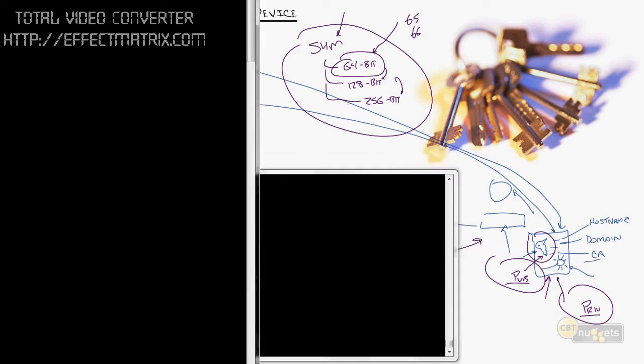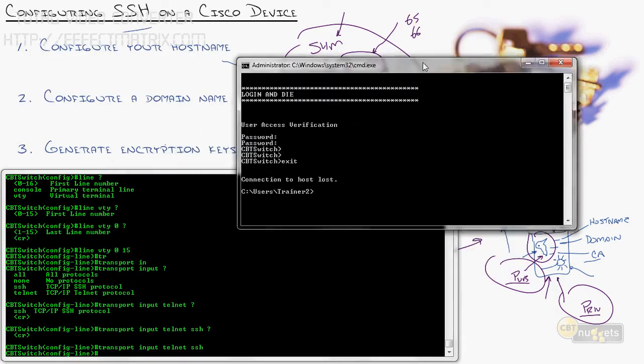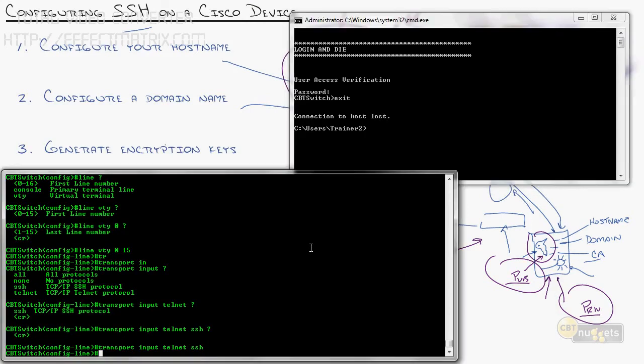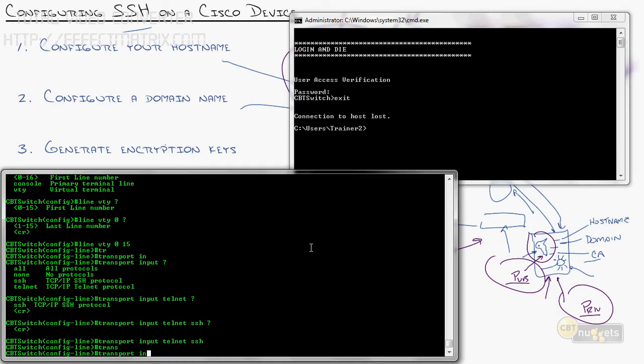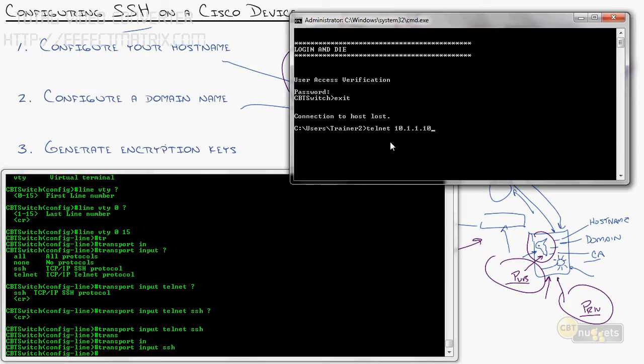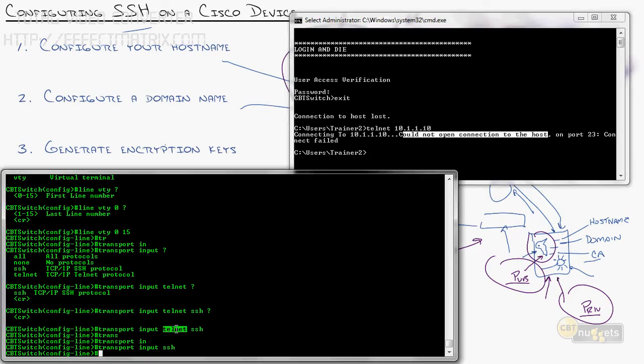So watch this. I'll go back here to my command prompt. Let's scoot this up over here. Hit the up arrow, and I see I can still Telnet into the device, right? Now, if I go here and I do transport input and I just do SSH, now I've disabled Telnet, and I come back here and I hit the up arrow, it's like, I'm sorry, no soup for you. I cannot connect to the host on port 23, connection failed, because I'm no longer allowing the Telnet protocol.